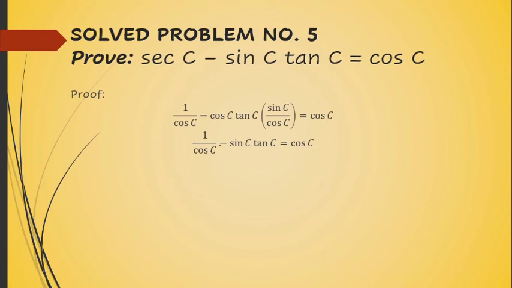Ngayon, balik tayo dito sa discussion. Paano po naging ano yan? Cancel the cosine. So, ano po matitira? Sine and tangent times sine. Therefore, that is it. Meron pala akong nilagay na line, but late. Tama lang. This is the proof that secant C minus sine C times tan C is equal to cosine C.